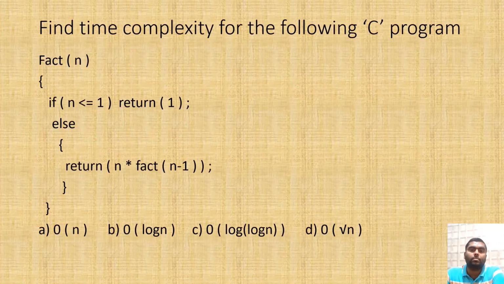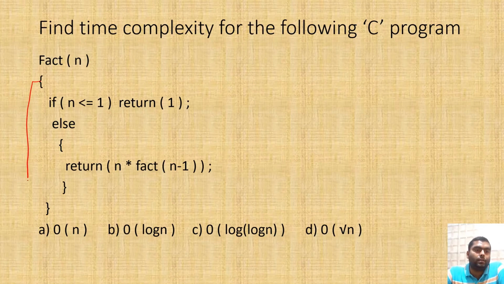Now let us solve this also. Find the time complexity for the following C program. So this is some factor of n, starting from here up to here, and this is the else part. So this is again the initial condition, and this part is a recursive step.